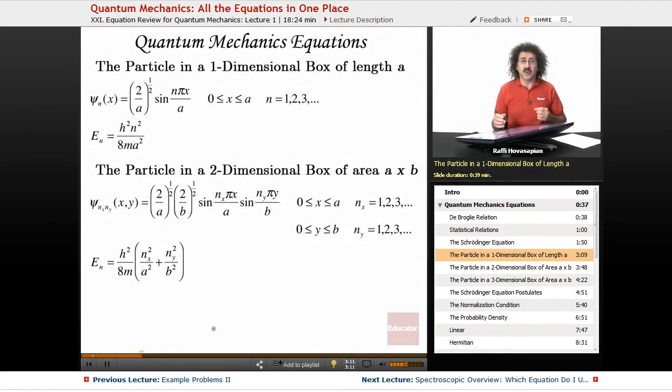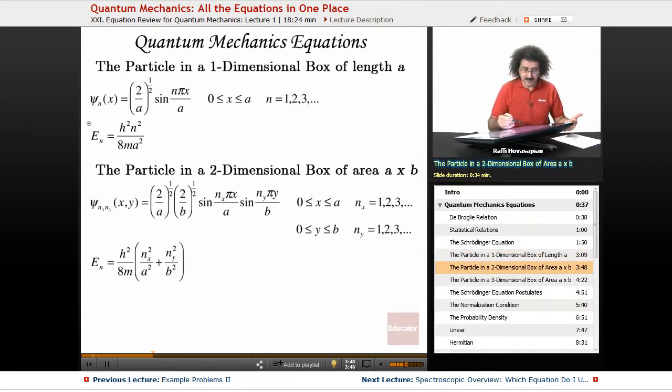The particle in a one-dimensional box. This was the first quantum mechanical system that we discussed. The wave equations for this, for a particle in a one-dimensional box of length a, ended up being this. Particle moving back and forth. Where is it? How fast is it going? This describes it. The energy is this. The wave function is this. n is the quantum number. It takes on values 1, 2, 3, 4, 5, 6, 7. So it could be in the n=1 state, n=2 state, n=3 state, n=4 state. It could be in a bunch of quantum states.